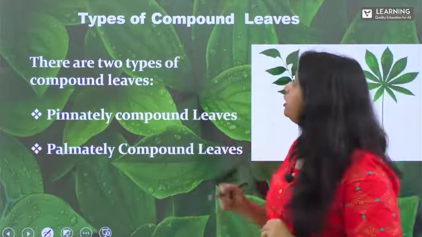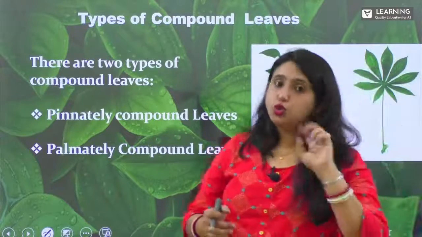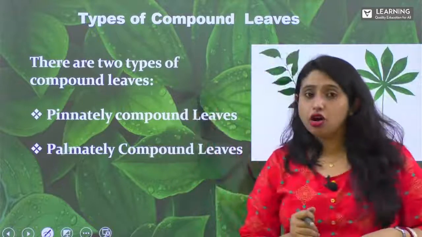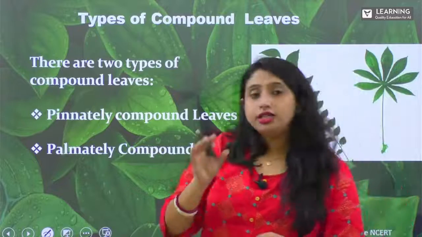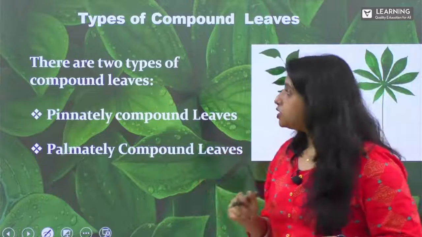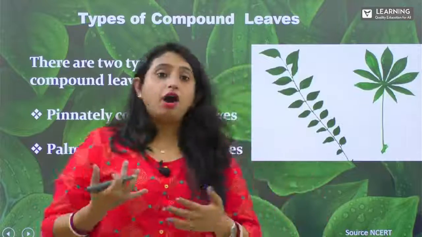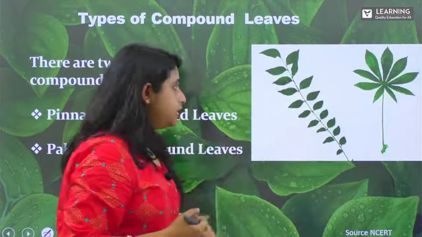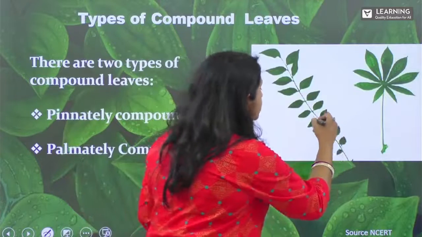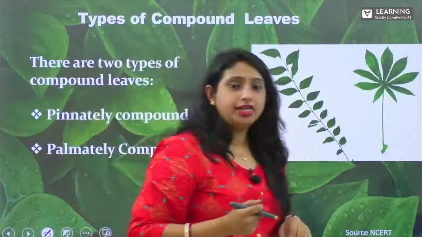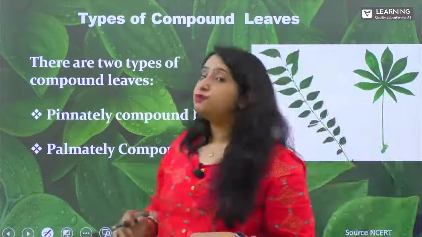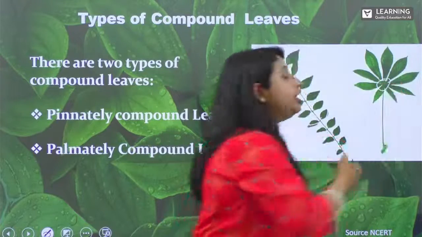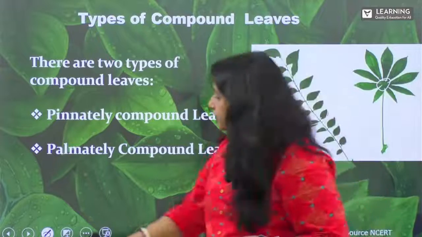Now this compound leaf is again divided into two types, all right? One is your pinnately compound leaves and another is your palmately compound leaves. Now, what are pinnate compound leaves and what are palmate compound leaves? So, as you can see here, these leaves are your pinnately compound leaves, okay? And what are palmate leaves? That means many leaflets are coming and joining here at a midpoint, right? That is your palmate compound leaves.